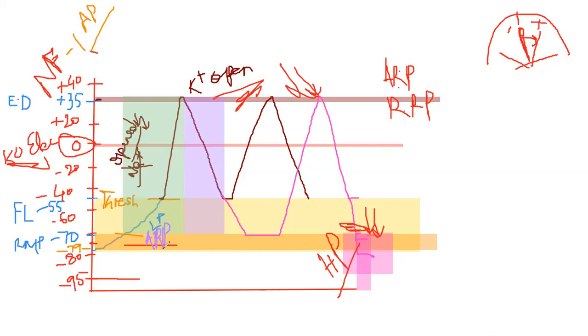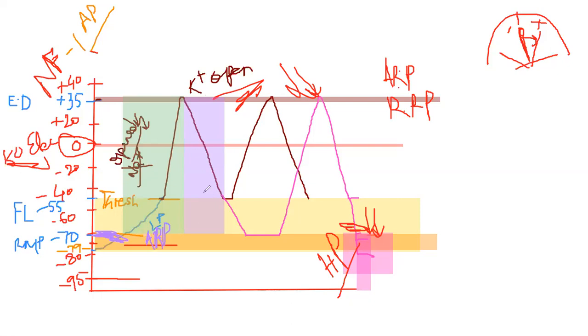Let me tell you in words: you cannot generate a second action potential. There is no capacity to generate a second action potential when you are in this green region. Even if you are getting another very strong stimulus from this minus 70, you cannot generate another action potential. This is an absolute refractory period.